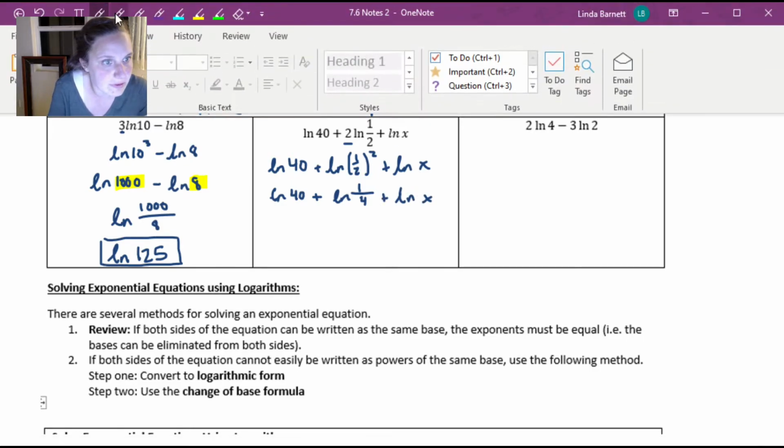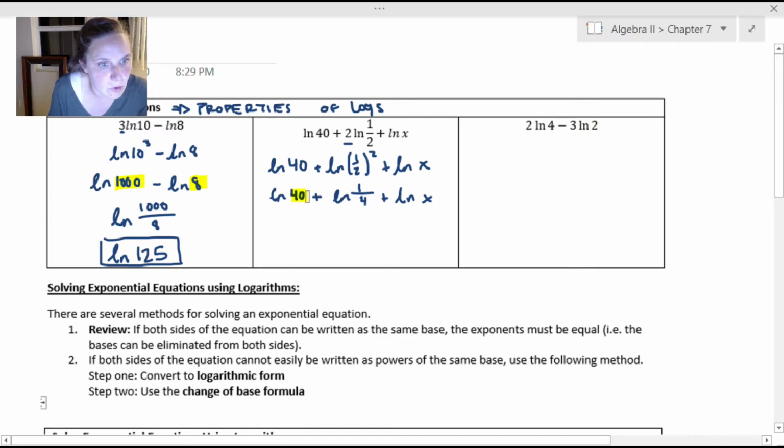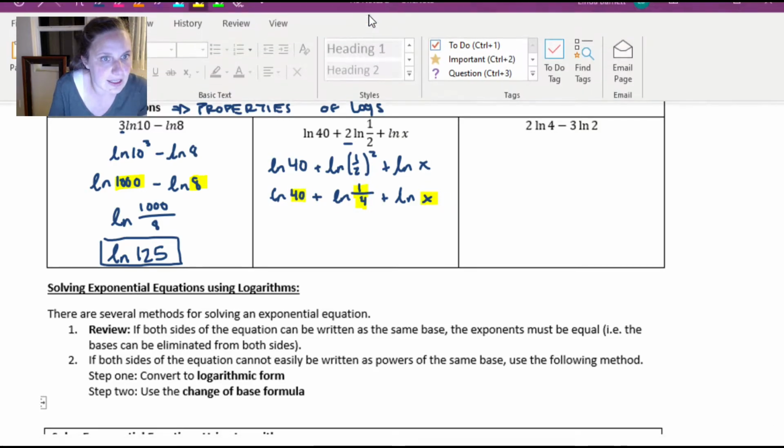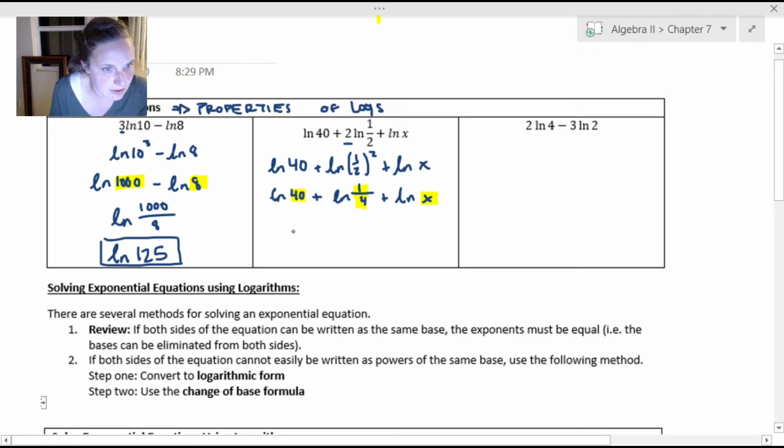Now all three of these numbers right here are going to multiply together. So we're going to get the natural log of 40 times 1/4 times x. A fourth of 40 is 10, and 10 times x is 10x.